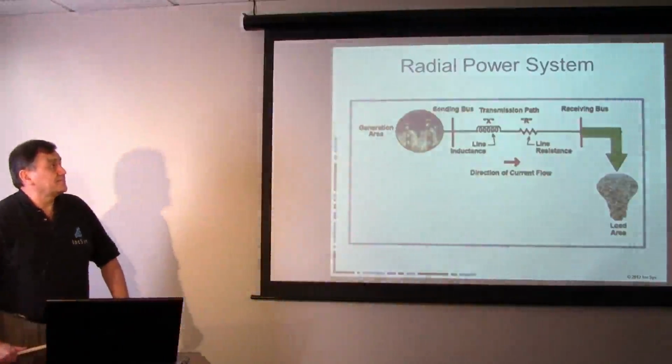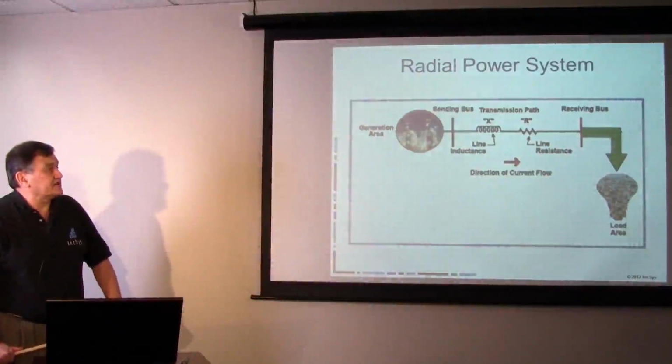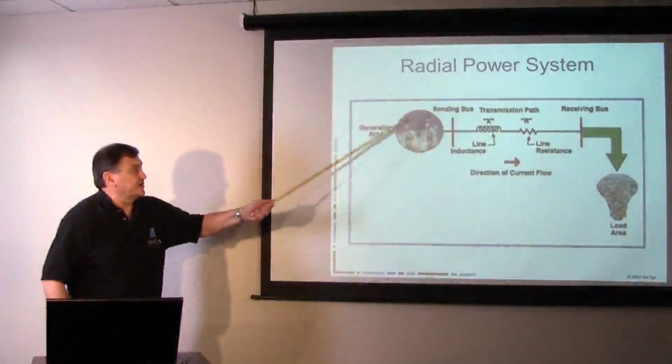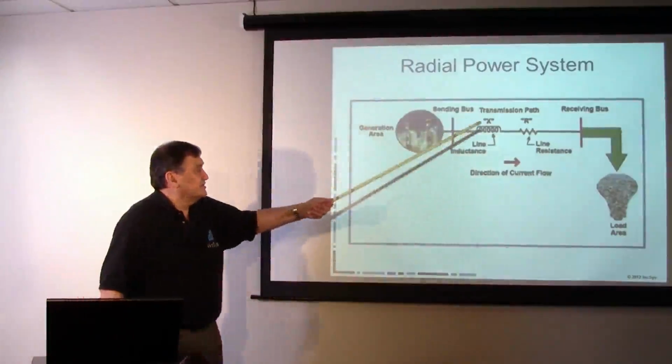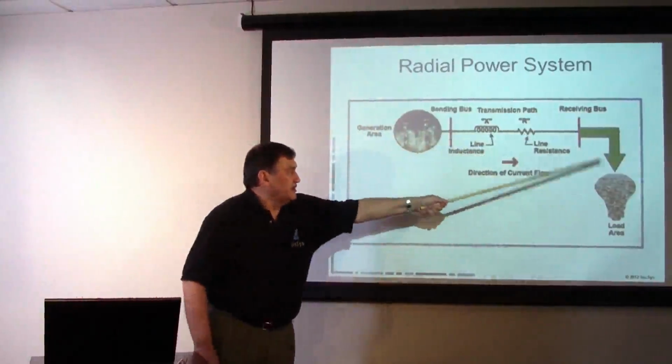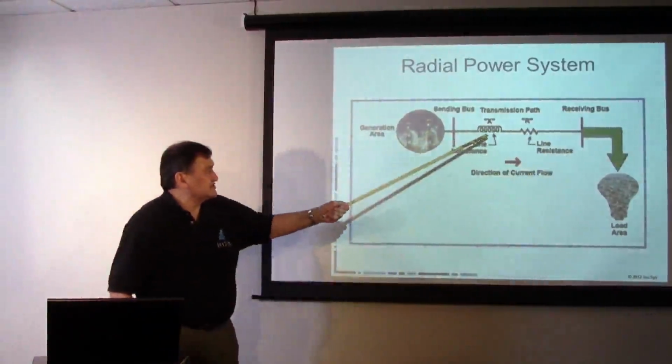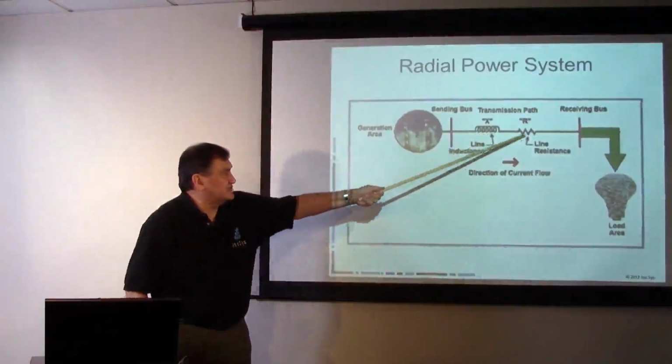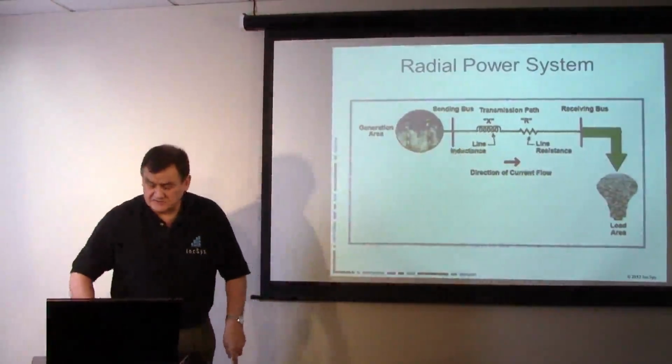So, in a basic radial power system, we have our generation producing megawatts, feeding those megawatts through a transmission line to a load area, and that line basically has a very high reactance compared to a relatively small resistance.